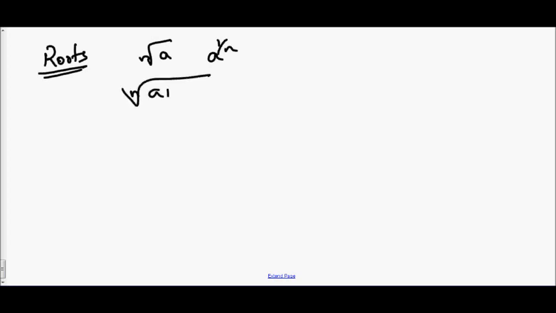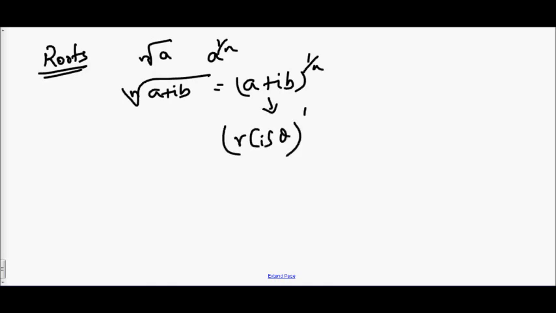Now there is also another important application of De Moivre's theorem, which is finding the roots of a complex number. What is a root? If I have the nth root of a, then it is a to the power of 1 over n. So that is the same thing. The nth root of a plus ib is a plus ib to the power of 1 over n. So we use the same De Moivre's theorem. A plus ib should be converted to r cis theta, and to the power of 1 over n would be r to the power of 1 over n cis theta over n.